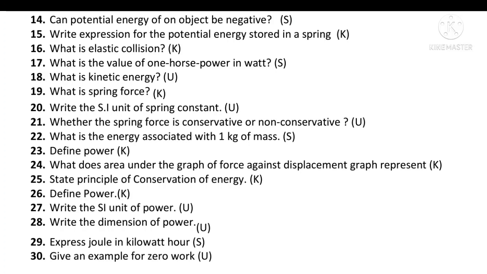Define power. Rate at which work is done. Write the SI unit of power: watt. Write the dimension formula of power: M raised to 1, L raised to 2, T raised to minus 3. Express joule in kilowatt hour. 1 kilowatt hour is equal to 3.6 into 10 to the power 6 joule. Therefore, 1 joule is equal to 1 upon 3.6 into 10 to the power minus 6 kilowatt hour. Give an example for zero work: a particle moving in a circle with constant speed.